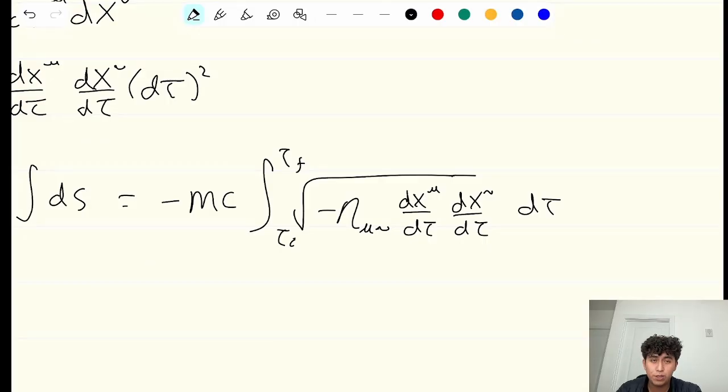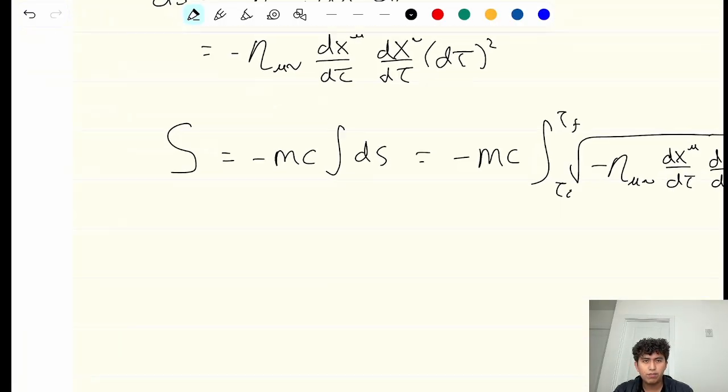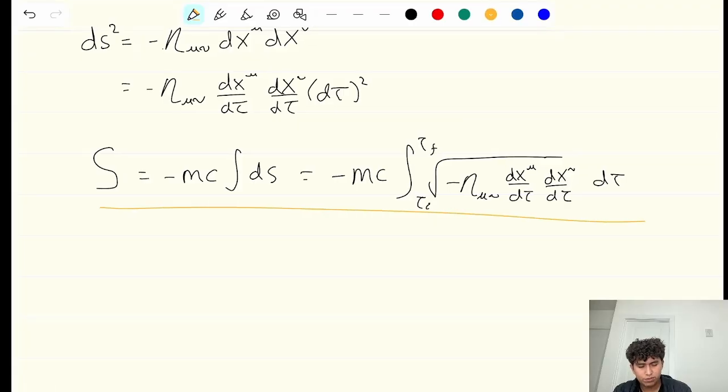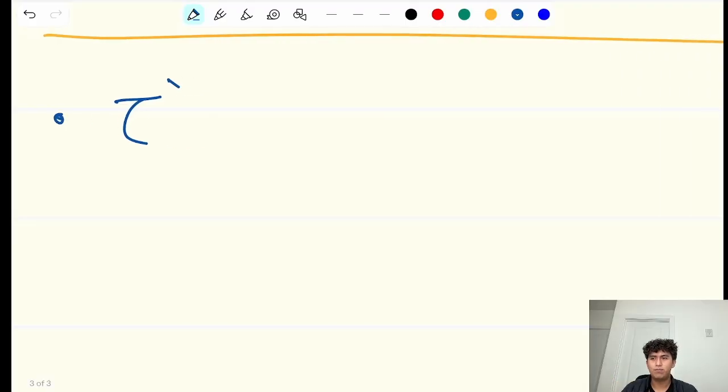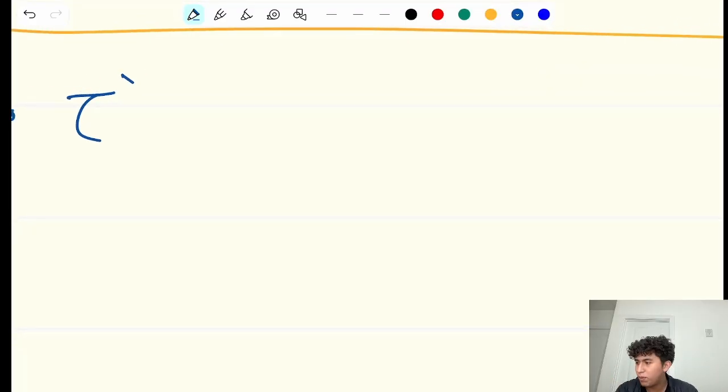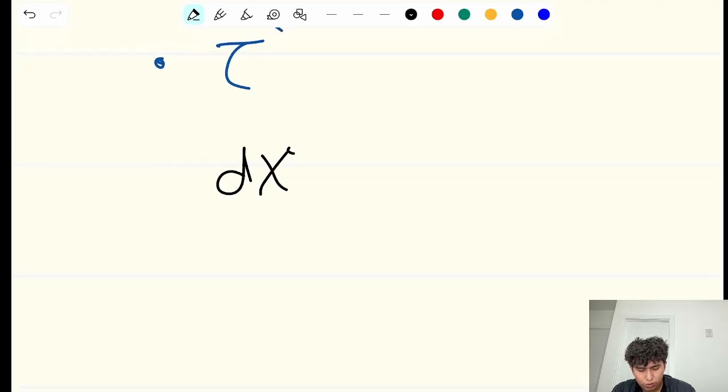Okay, so the action now is in terms of some parameterization. Now let us choose a different parameterization. So this is like the action for now. Let's be on a parameterization of tau prime. It's just a different type of parameterization. And a way that we can write our usual quantities is to use the chain rule.